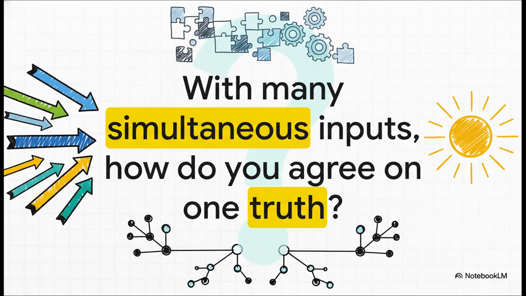Okay, let's start with this big question right here. Picture this. You have a system where tons of people can all add to the story at the exact same time. How on earth do you decide which version is the real one? It's kind of like trying to write a book with 1,000 authors all typing at once. That's the core problem Kaspa was designed to solve from the ground up.